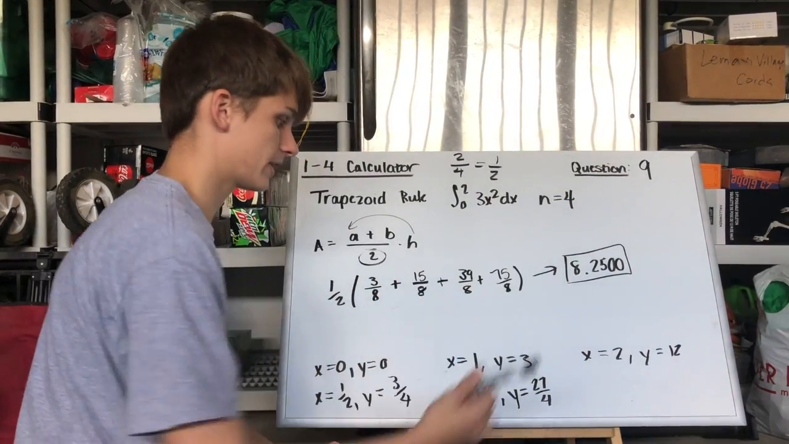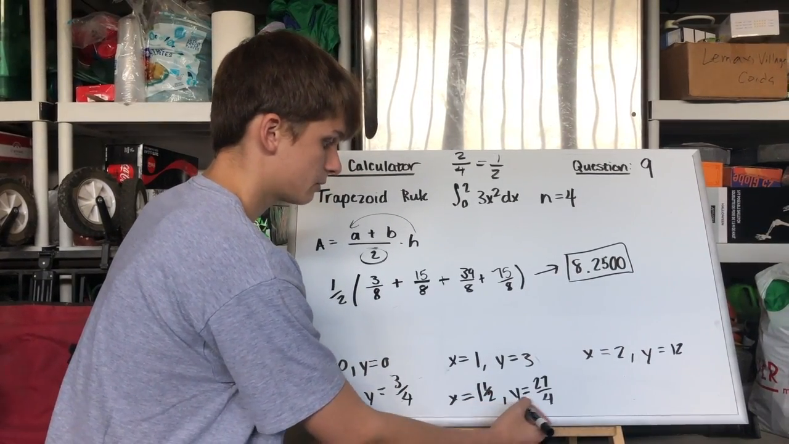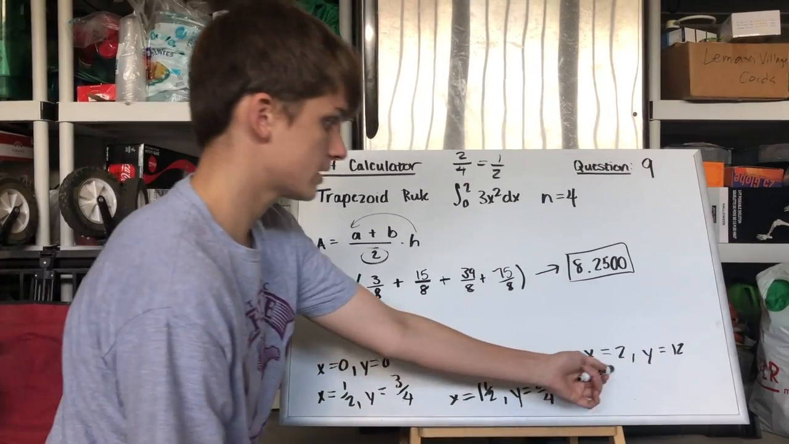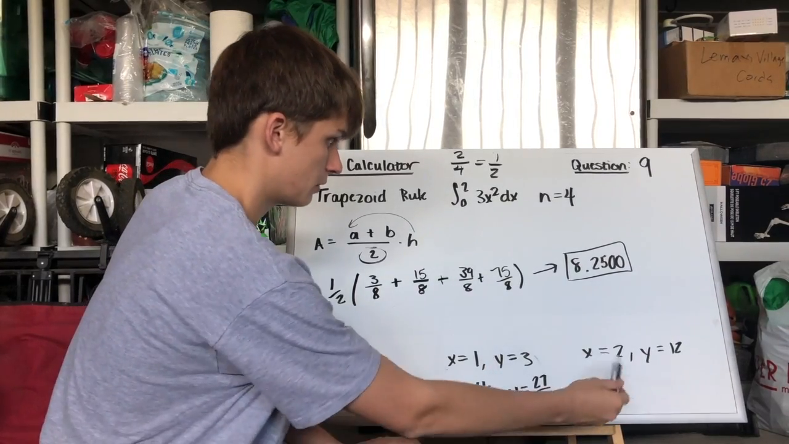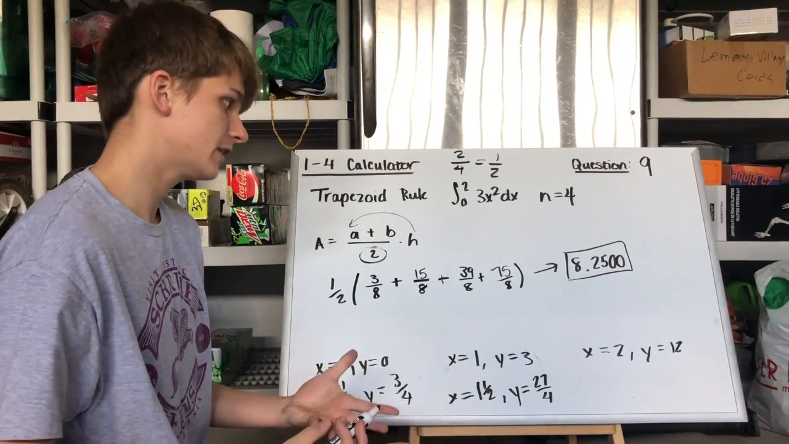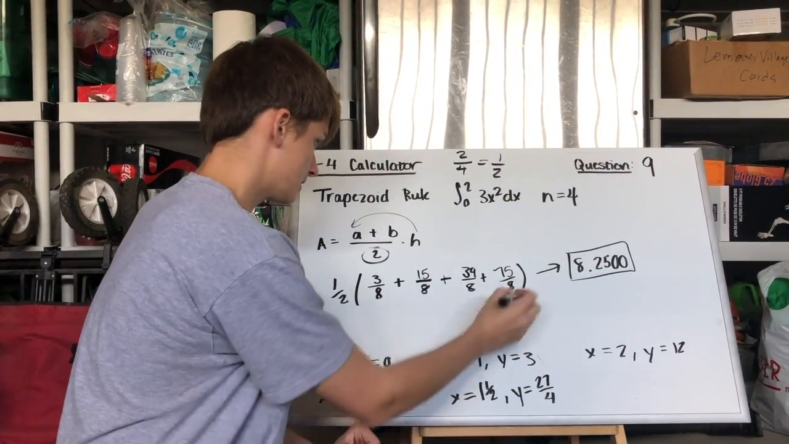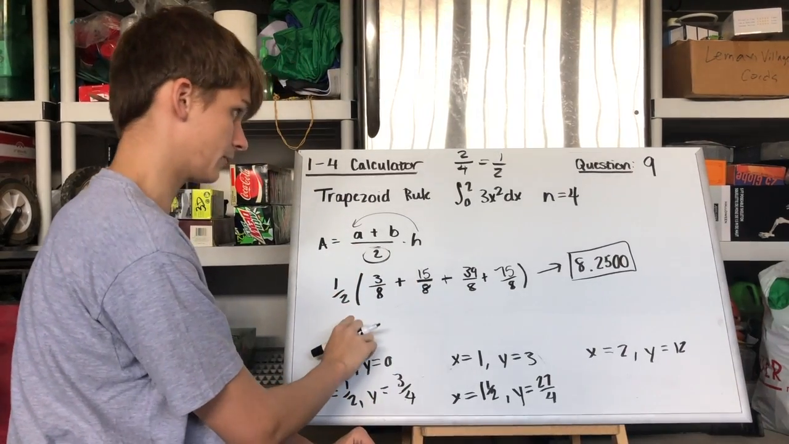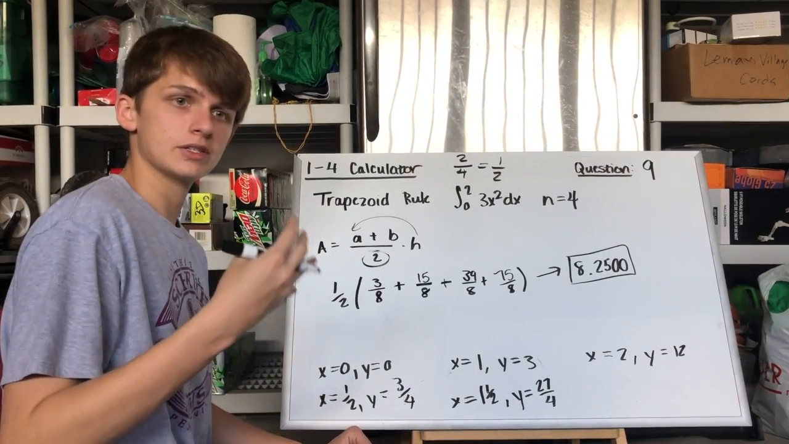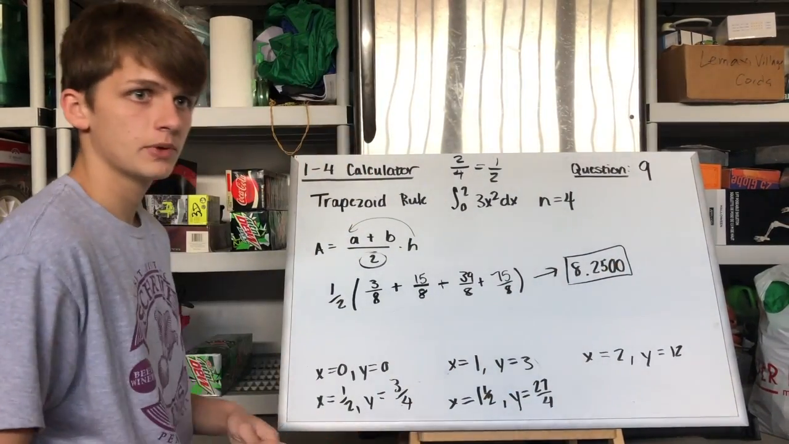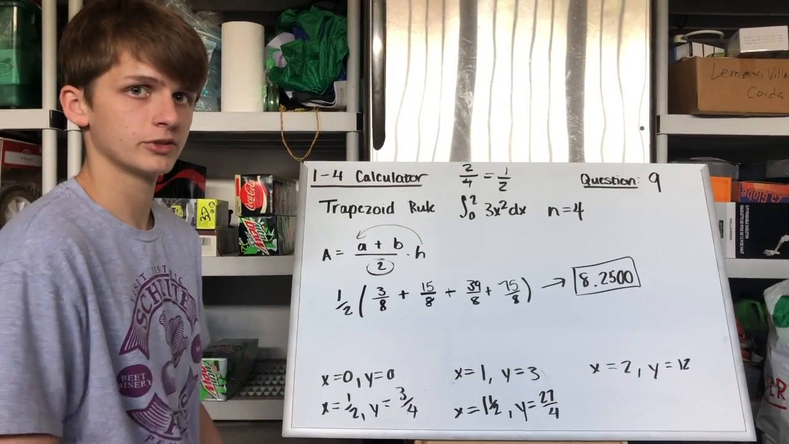And then the same thing with our last term, we just do the same thing we've been doing before. When x equals 1.5, y equals 27 over 4, and when x equals 2, y equals 12. So we get 75 over 4 when we give them a common denominator. Divide that by 2, we get 75 over 8. So when we add all of these together and multiply by 1/2, we get 8.25. And since we're asked to round to 4 decimals, we just add extra 0s to make sure that we fulfill the 4 decimal place request.